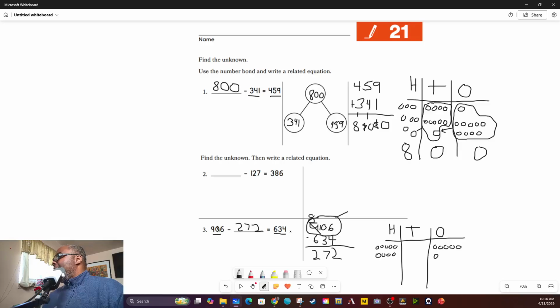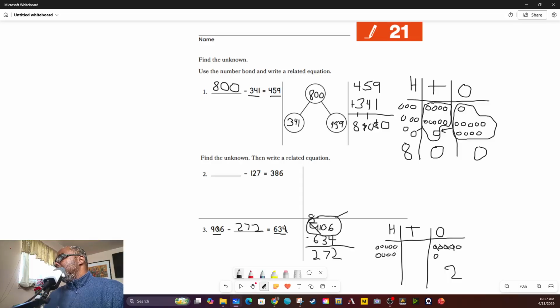All right, now I have to take away 4 ones from the place value chart. I'm just going to cross that out and take away 4. 1, 2, 3, and 4. And how many ones do I have left? I have 1, 2. I have 2. Uh-oh, we have a problem here. We have to take away 3 tens, and I have no tens.